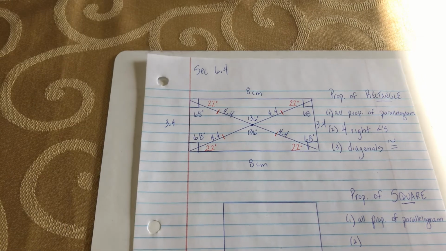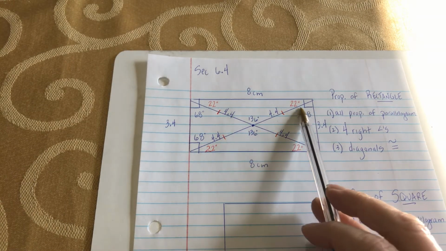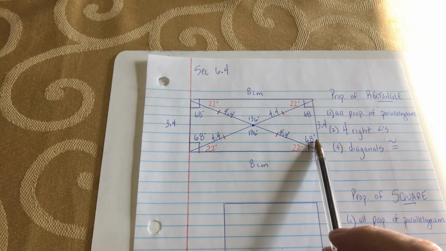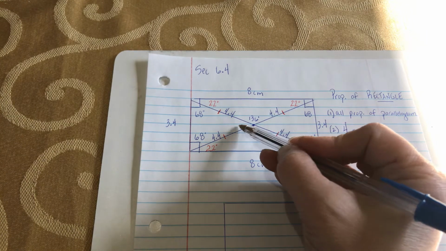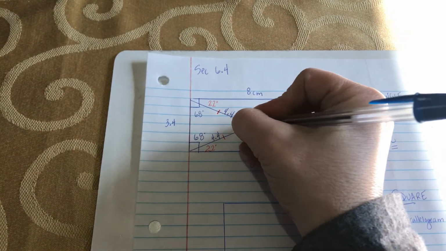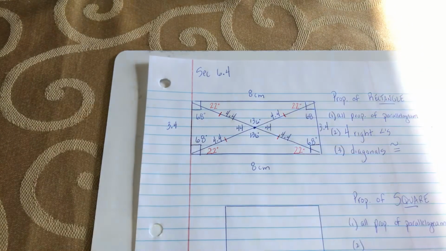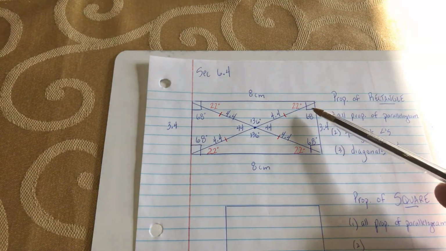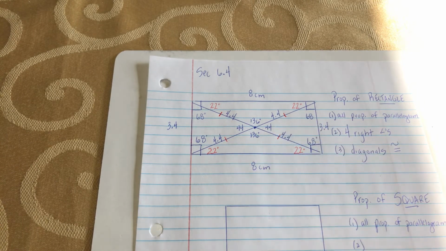We could do a linear pair to find this one, or if I wanted to, I could go back to one of these other triangles here. But if that's 136, if I were to go 180 minus 136, this angle here would be 44. And again, 44 here as well, using my verticals. Or again, if you wanted to, you could check this triangle here. 68 plus 44 would equal 180 as well.